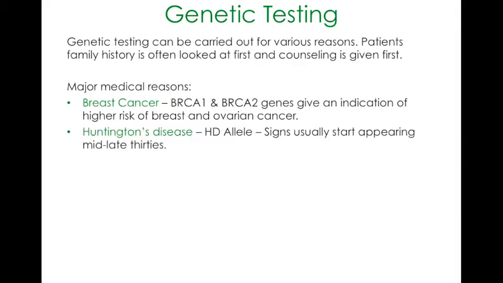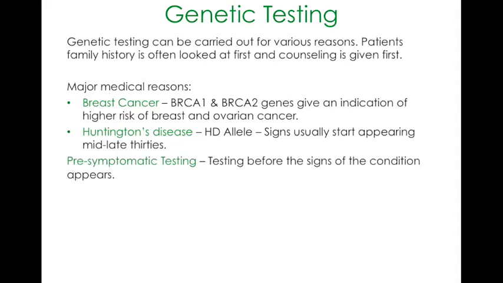The second one is Huntington's disease, the HD allele. The signs usually appear in the mid to late 30s, but then when that happens, you can get yourself tested to check to see if you have Huntington's or not. Okay. Now, when an individual goes in for the testing before they exhibit any of the symptoms, we call that pre-symptomatic testing. They're basically preempting, anticipating the particular condition, especially if it appears in their family history, and they're encouraged to be screened, to be tested, so that it can be managed and you can take the action plan accordingly.